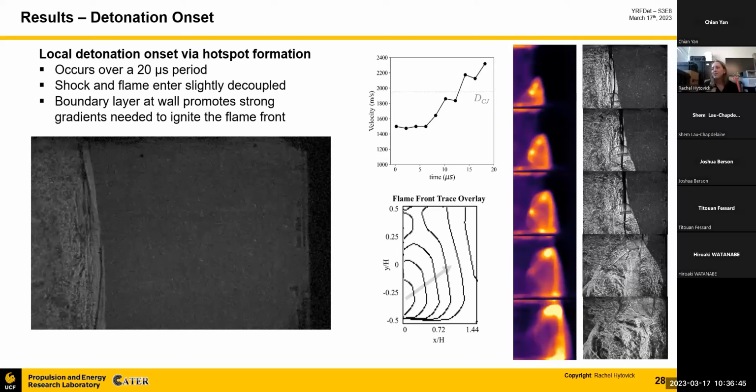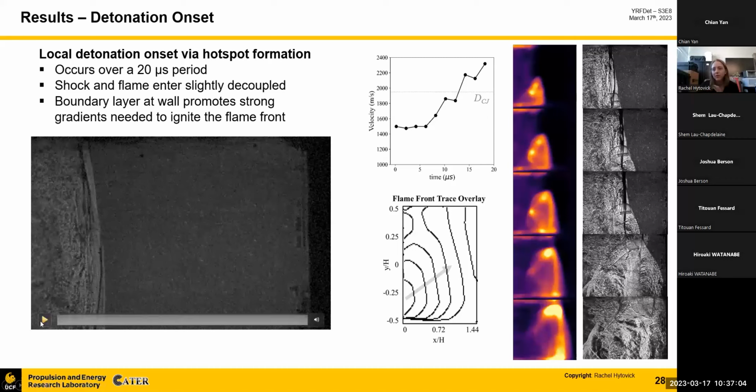And then when I play the video, you'll see this hotspot expansion. In that, I just have a trace of the flame front to see how it's expanding over time. So I'll go ahead and play this video. I'll play it a few times. As you can see from the images on the right, the hotspot does happen at the very bottom of the window, and then it will expand throughout it.